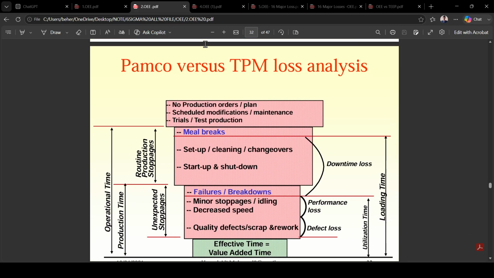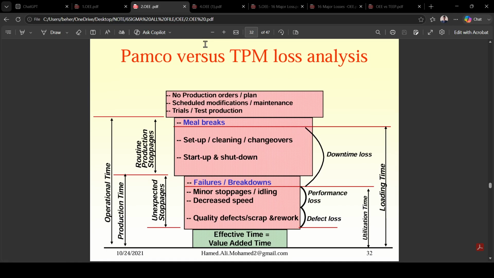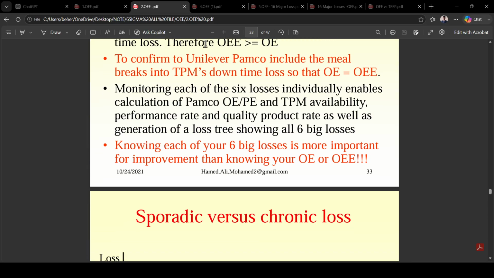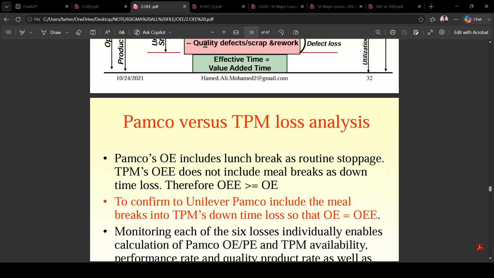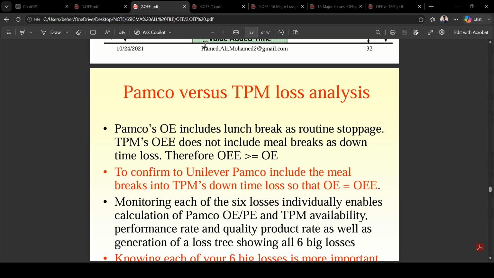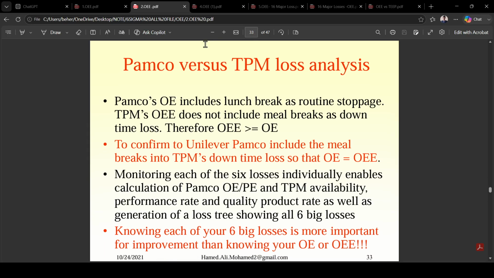Then Pharmaco versus TPM losses analysis. This image helps you understand the Pharmaco versus TPM losses analysis. Pharmaco OE includes meal breaks as a routine stoppage. TPM OE does not include meal breaks or downtime losses. Therefore, Pharmaco OE is less than TPM OE. So, to confirm, Unilever Pharmaco includes the meal breaks into TPM downtime losses, so that OE equals OE.